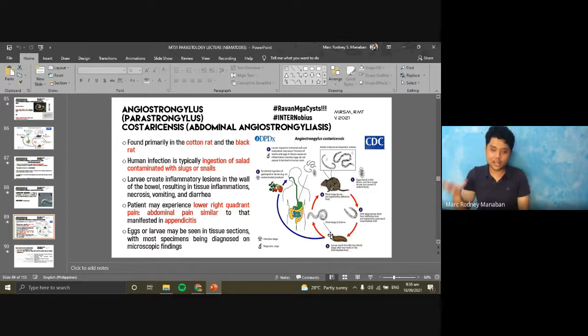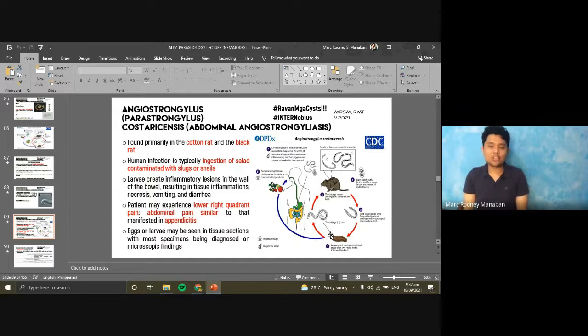And very, very important, patients experiencing this disease have pain, similar to the pain manifested in appendicitis. I think this was a board exam recall, but a previous board exam. The question was: the pain experienced in this parasitic disease is similar to that manifested in appendicitis, press the buzzer, Parastrongylus or Angiostrongylus costarricensis. Basta if the pain is similar to appendicitis, press the buzzer, Angiostrongylus costarricensis. Okay? And eggs usually are seen in tissue sections, seldom in stool, so the diagnosis is more histological.